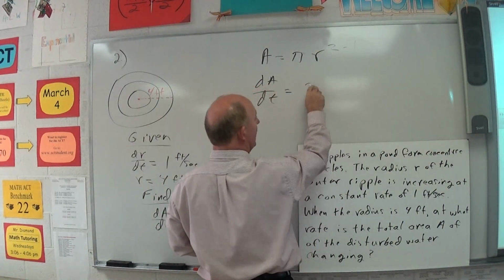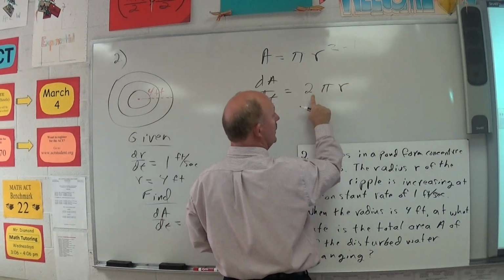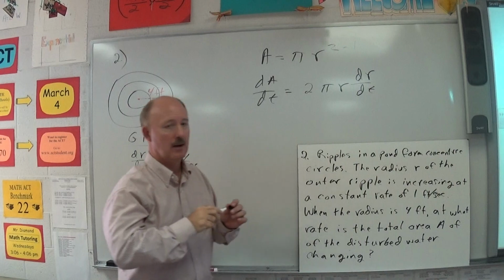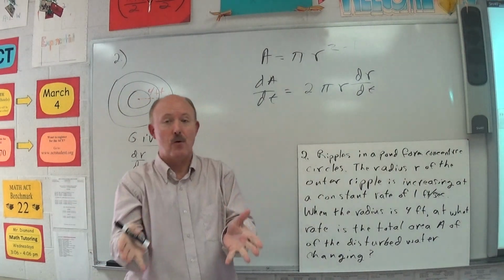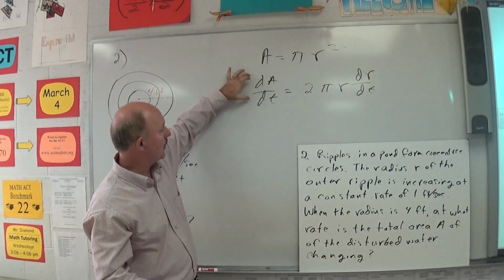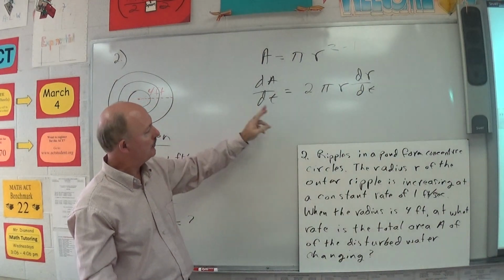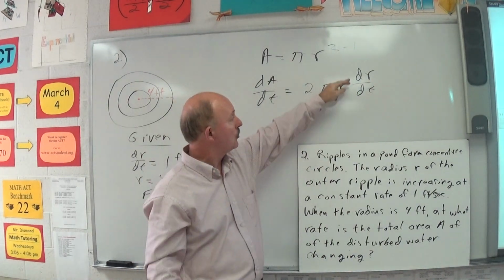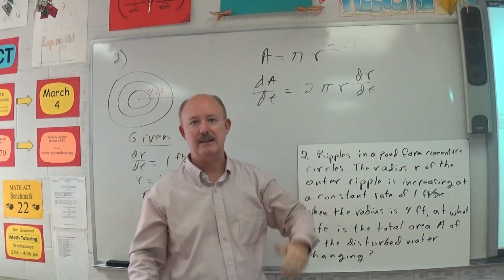You're going to subtract 1 from your exponent. It will be 2 pi times the radius. So 2 pi r, and then you're going to multiply by dr over dt. Now, as you take the derivative of the area formula, this is it. So dA over dt, the rate of change of the area with respect to time, is equal to 2 times pi times its radius times the rate of change of the radius with respect to time.